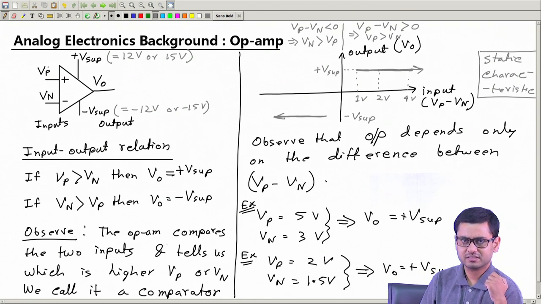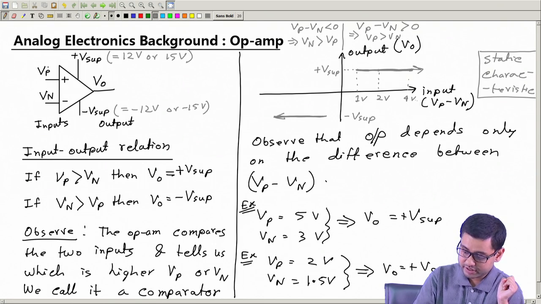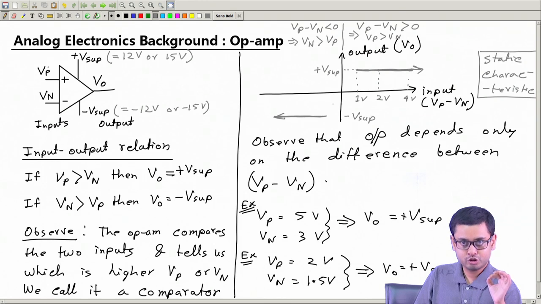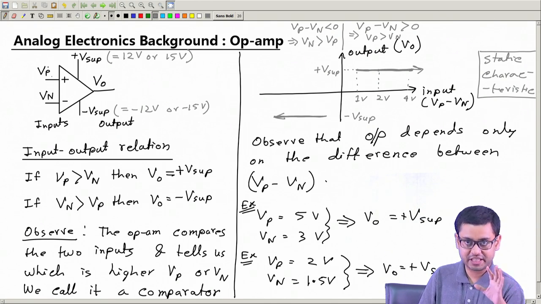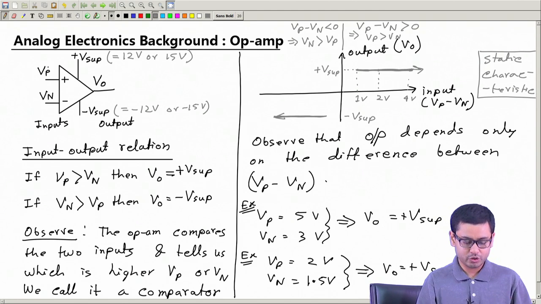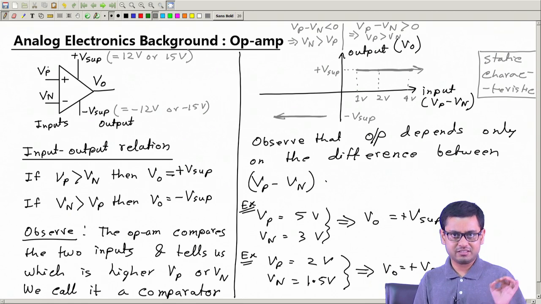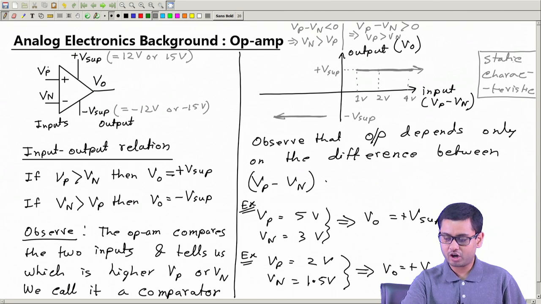Why static? Just to say in one line, because the input-output relationship is strictly true only if the input or output is not changing with time. But if input or output is changing with time, particularly if they are changing very fast, then the input-output relationship doesn't follow this pattern or this rule. So that's why we call it static characteristic.